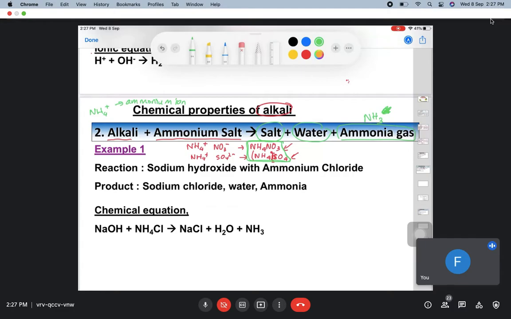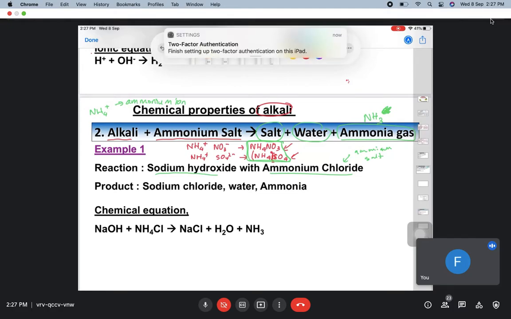Right. So the first example, when sodium hydroxide reacts with ammonium chloride. Ammonium chloride is another example of an ammonium salt. Basically, ammonium salt is anything that has ammonium ion inside. So it can be ammonium chloride, ammonium nitrate, or ammonium sulfate. The product will be salt, water and ammonia only.